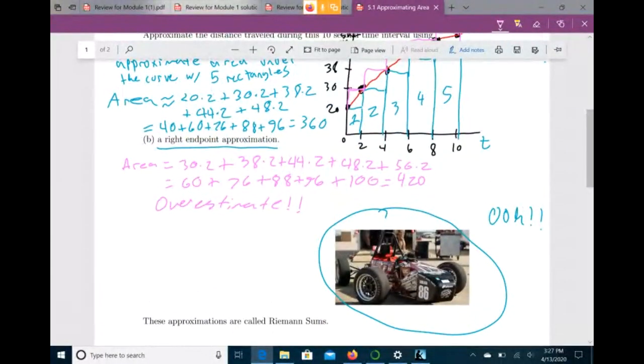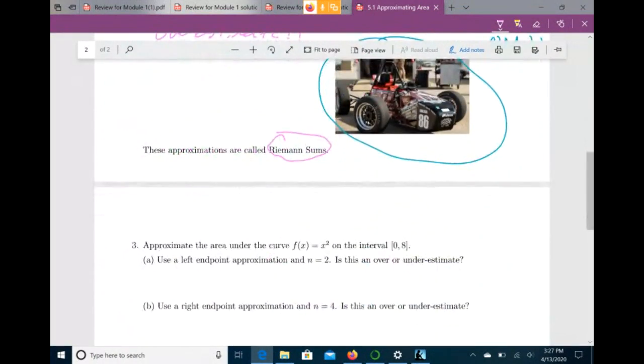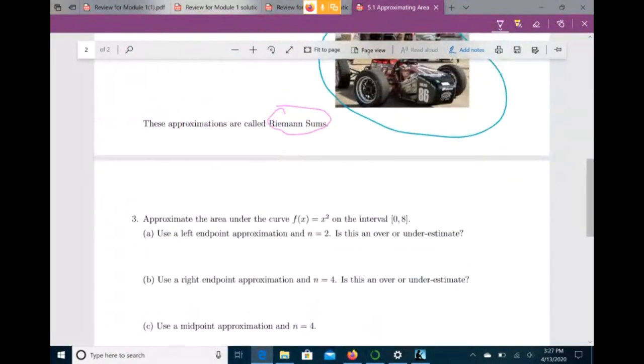All right, so these approximations are called Riemann sums, named after Bernard Riemann. The original Bernie bro.